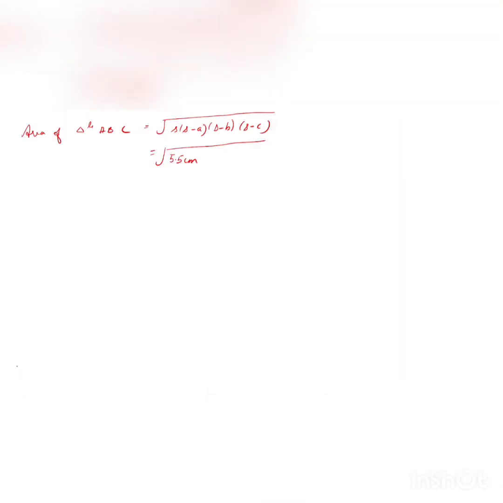And then for our A, what is it? 5.5 minus 5 centimeter. Similarly, S minus B becomes 5.5 minus 5 centimeter. And then S minus C becomes 5.5 minus 1 centimeter. So you can take the square root of this.